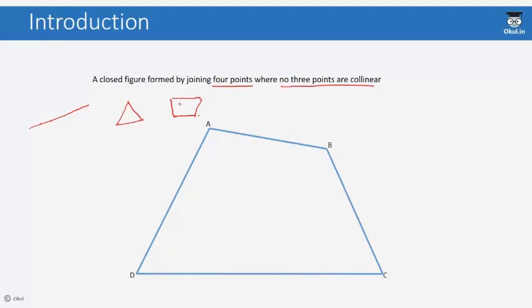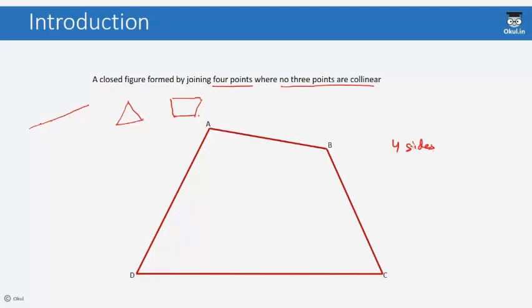Here is an enhanced figure. Here ABCD is a quadrilateral because quad means 4 and it has 4 sides. The sides are AB, BC, CD and DA. All these are the 4 sides. So the first condition is that a quadrilateral should have 4 sides.